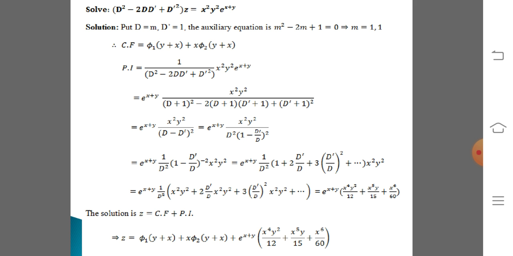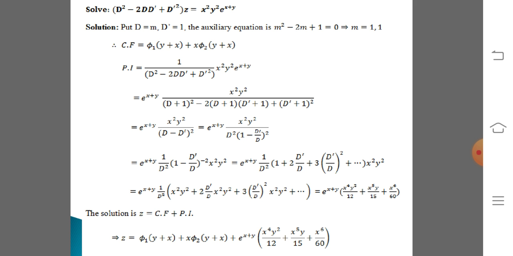So, by using this shifting property, the particular integral takes the form e power x plus y into x square y square by (D plus 1) whole square minus 2 into (D plus 1) into (D dash plus 1) plus (D dash plus 1) whole square. If you simplify the denominator, you get (D minus D dash) whole square. So, this is the term we are getting after simplifying the denominator.